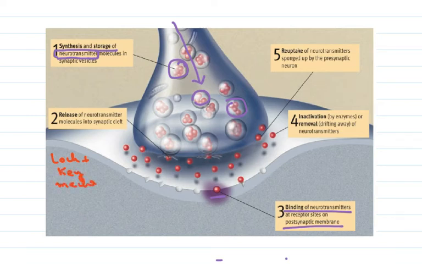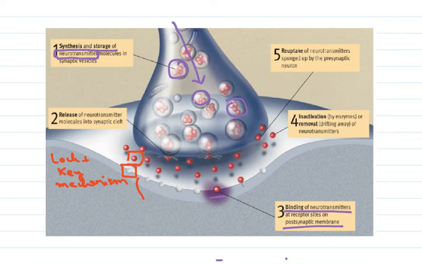just like certain keys only will open certain locks. Not every key can open every lock. Similarly, not every transmitter can bind at every receptor site and make it more probable that an action potential will take place at the postsynaptic neuron.